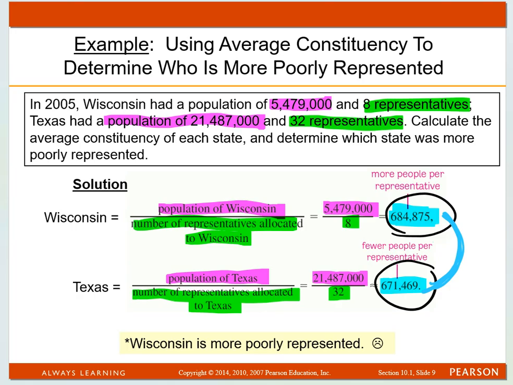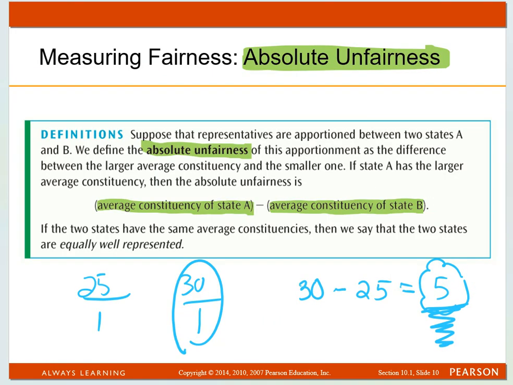684,875 minus, and then Texas was 671,469. So when I subtract those two numbers, I get 13,406. That is a lot of extra people that each representative in Wisconsin has to deal with. That's pretty unfair, but they simply call that absolute unfairness.